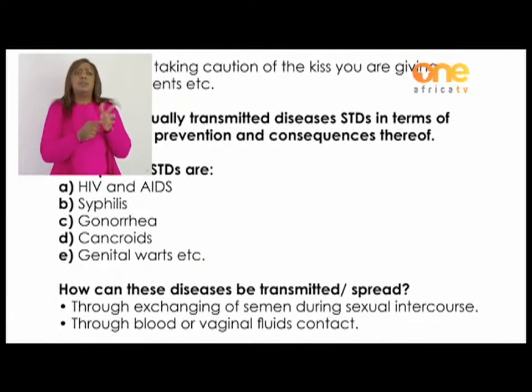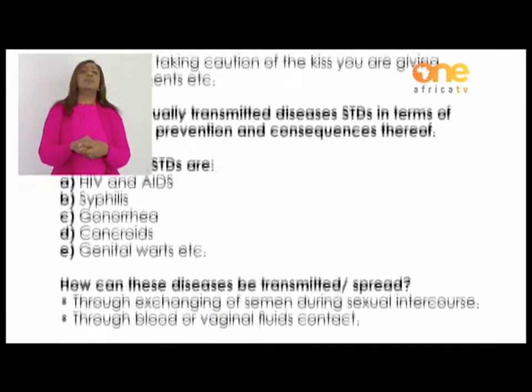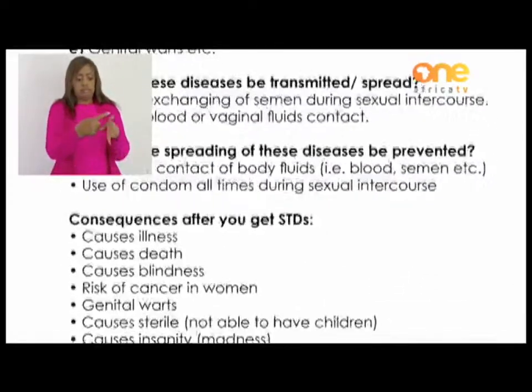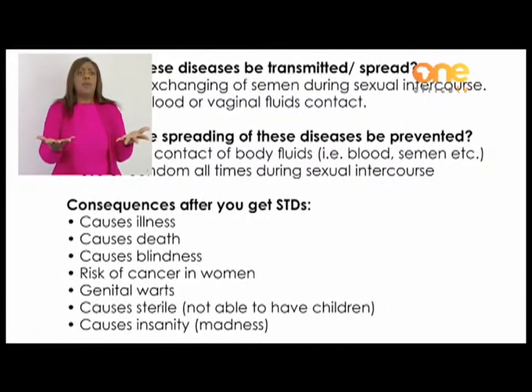Let's now look at how these diseases are transmitted. How can these diseases be spread from one person to another? These diseases can be transmitted through the exchange of semen during sexual intercourse. Another way they are transmitted is through blood or vaginal fluid contact.